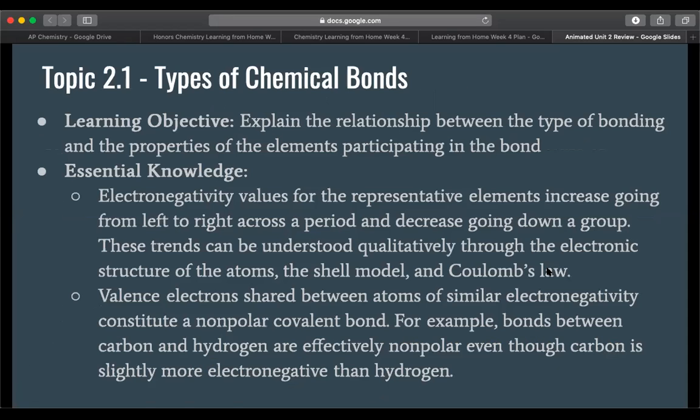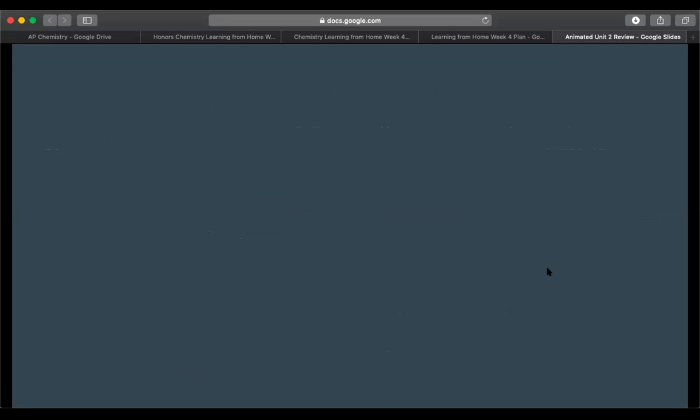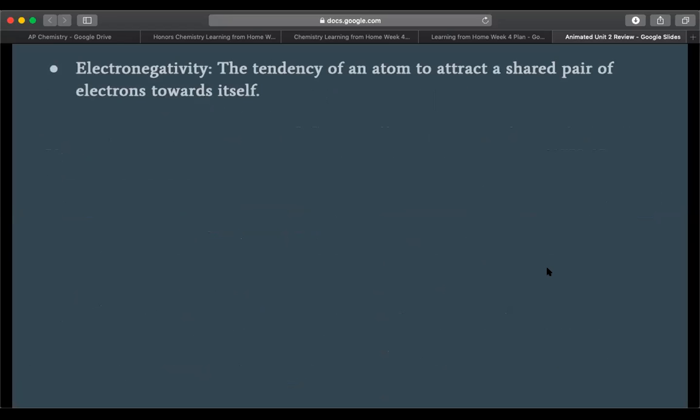So there are 7 objectives for this one. We'll start with just basic types of bonding, which we went through really fast. But all bonding is based on electronegativity, which we talked about last time. That is your ability to attract a shared pair of electrons. So this is talking about attraction in a bond. And who attracts the most? Which element?